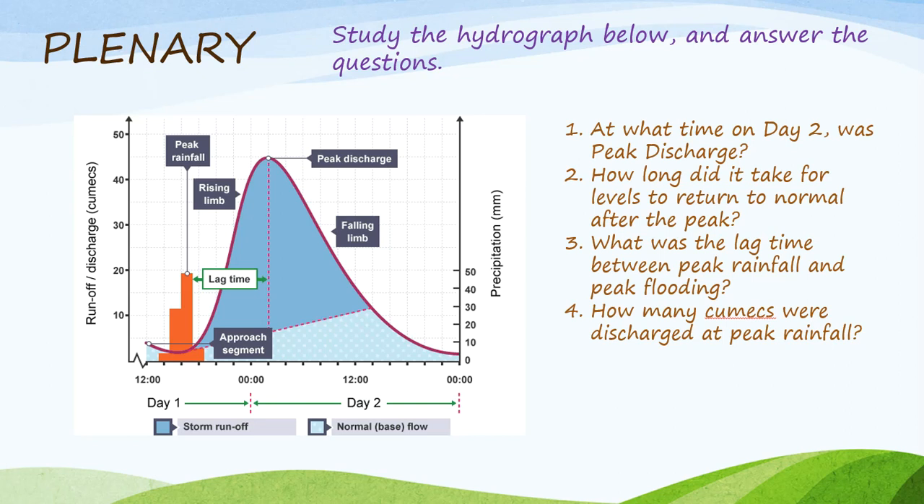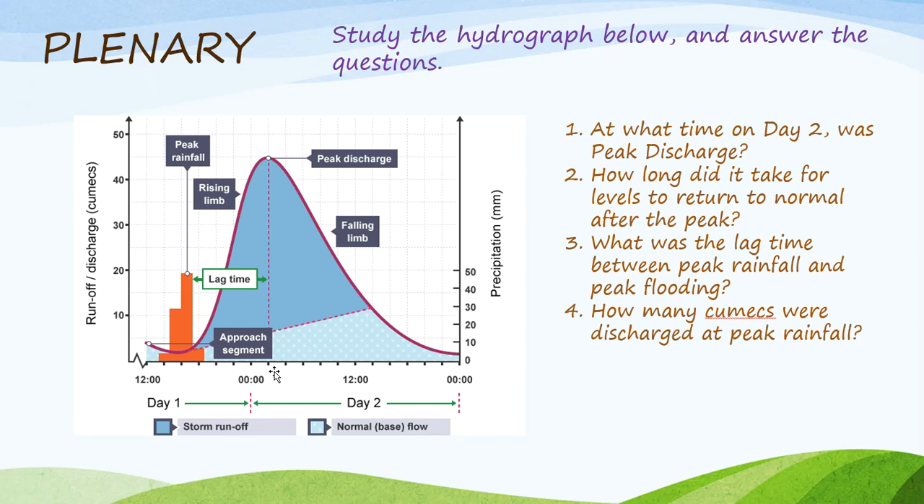At what time on day 2 was peak discharge? We're going to go up to the top of our graph here and we find peak discharge right up the top there. And this was probably at about 1 o'clock in the morning. So 12 o'clock means midday and 0 means midnight. So about 1 o'clock in the morning on day 2 was peak discharge. So about 12, 13 hours between lunchtime or 1 o'clock in the afternoon when the rainfall started falling and about 1 o'clock the next morning.